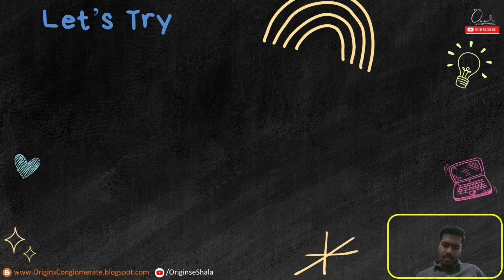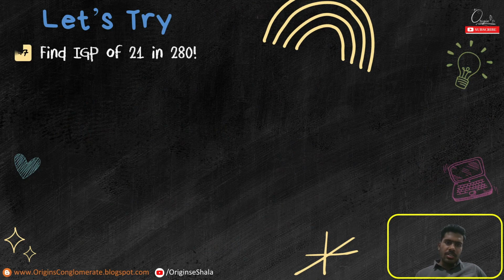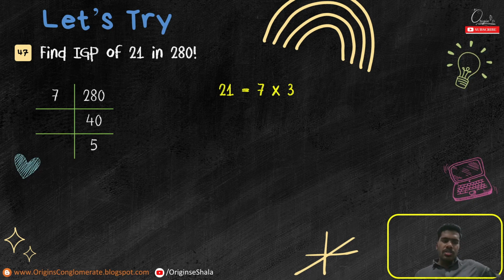Now, with that out of the way, let's try again. This time for 21, and for 21 we directly know it's a multiple of 7 and 3. So we'll repeat the procedure, and this time around I am only going to find the IGP of 7, and that will come to 45, and that is going to be my answer.